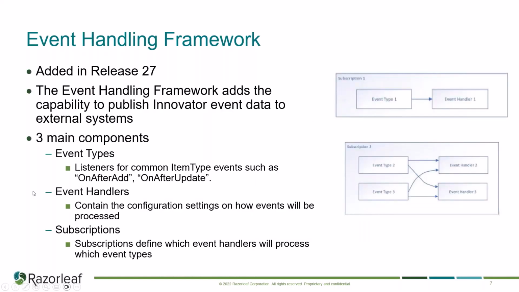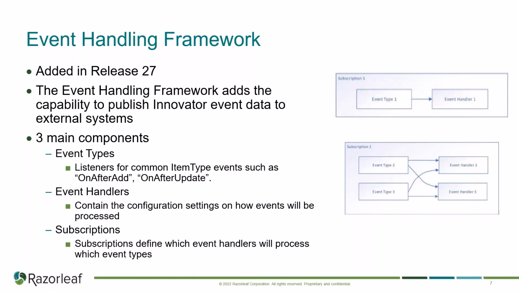So alongside that, we have the event handling framework. As I mentioned earlier, this was added in release 27, but Aras was still working out the crux of the documentation, so we had to wait to get more information on this. But what the event handling framework does is it adds the capability to publish Innovator event data to external systems. So what do we mean by event data? These events are common item type events like on after add, on after update, on after copy, delete, any of those item events.